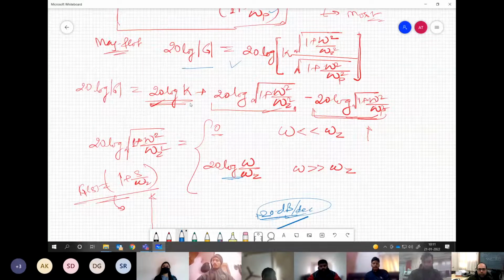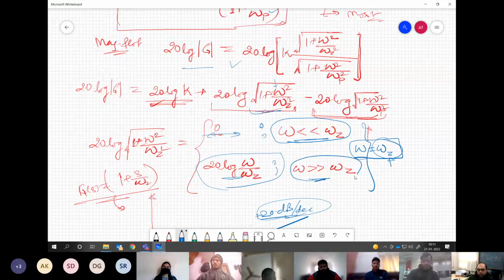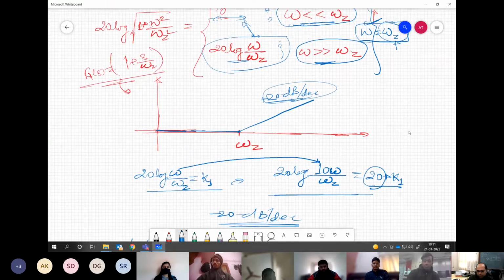For the magnitude, we can segregate each and every part, and the part which contains the variable omega can be approximated to either 0 or this linear slope line. This can be given for these conditions. These two curves meet at omega z, or whatever corner frequency we are having. That's the nature of the asymptotic plot. We have this curve which is predominantly in this zone, and this curve which is predominantly in this zone, and these two curves match at this point, which is the corner frequency. Something like this we may have if we have a zero in the system.